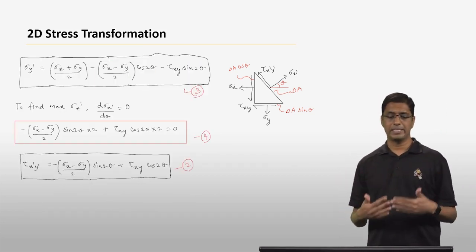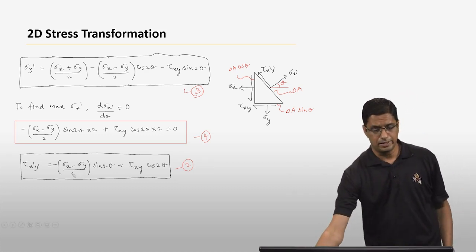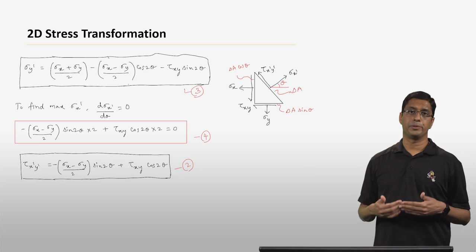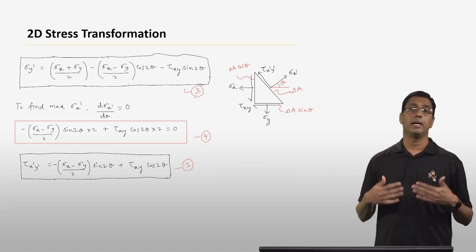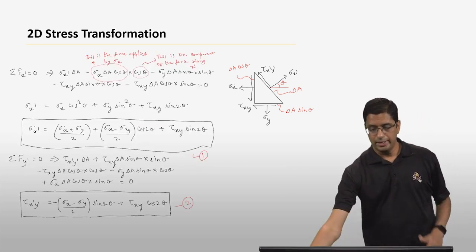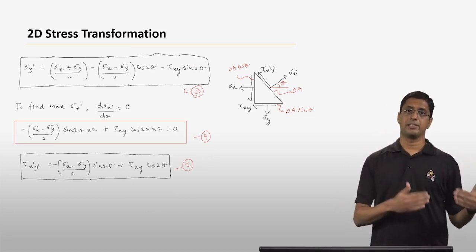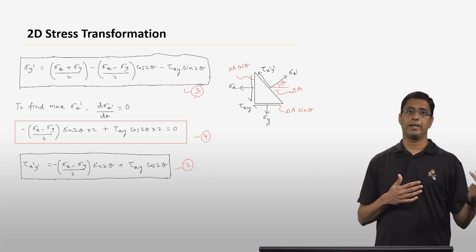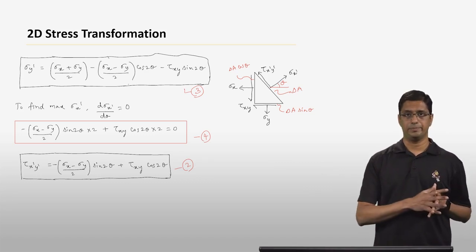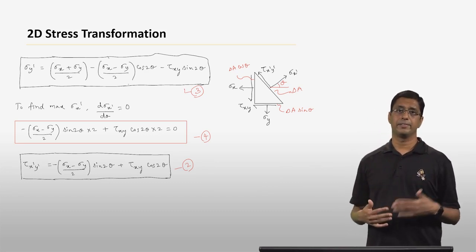Okay, now let's go a little bit further. We can actually do something similar to calculate sigma y prime. And if you do that, you essentially get an expression for sigma y prime as sigma x plus sigma y by 2, minus sigma x minus sigma y by 2 times cosine 2 theta, minus tau xy sine 2 theta. Okay, so what we have done is these equations 1, 2, and 3 essentially specify the stresses in the new coordinate system, sigma x prime, sigma y prime, and tau x prime y prime, in terms of the stresses in the initial coordinate system. So these three equations 1, 2, and 3 are what are called the stress transformation equations in 2 dimensions.